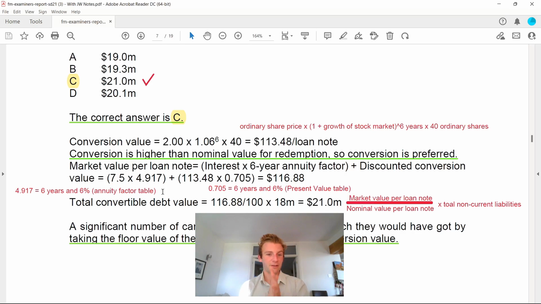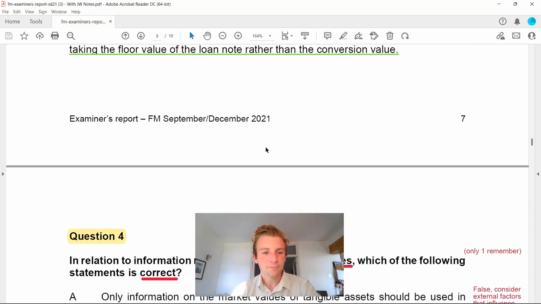Because the final bit on there for the total convertible debt, we've got the market value per loan note divided by the nominal value per loan note multiplied by the actual total non-current liabilities, giving us 21 million for the answer. A significant number of candidates selected option B on there, taking the floor value of the loan note rather than the conversion value. So when you see on here that we're looking at conversions, that is where you've got to take the conversion value rather than simply the nominal or floor value given to you in the question.